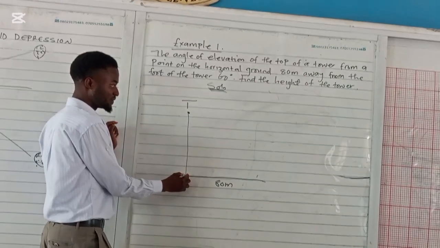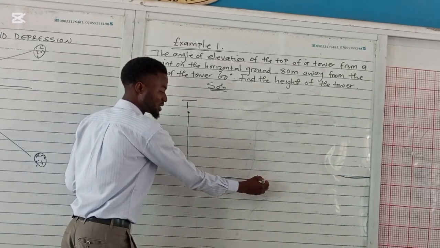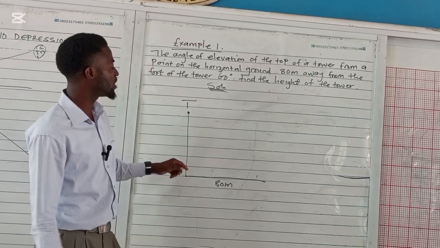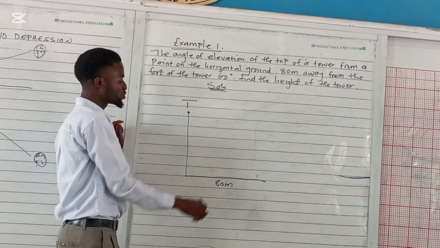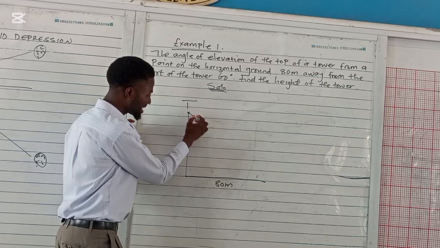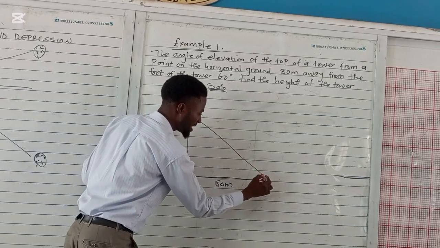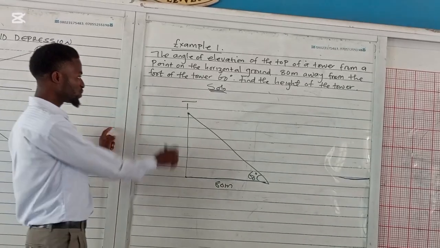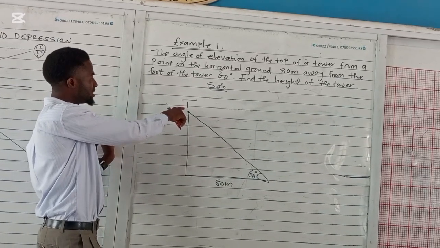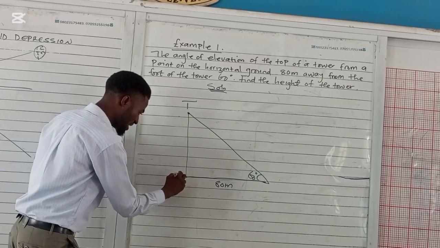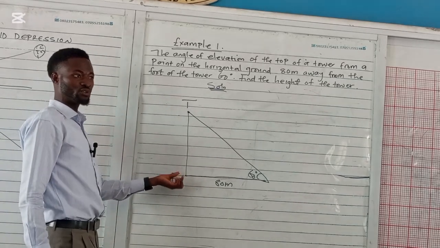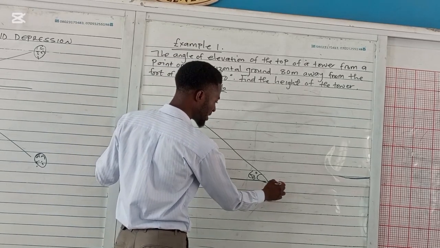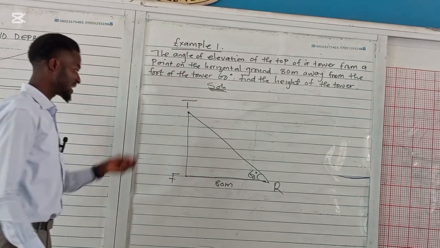This is the foot of the tower, this is the top, and this is the line that is away from the foot of the tower, and it creates an angle which is 60 degrees. Connecting this line, this is angle 60 degrees. Since this is the top, let it be T. Let this be F, which stands for the foot of the tower. And this we can represent with an alphabet too, let's go with R.